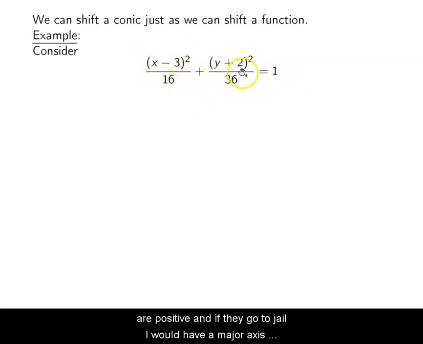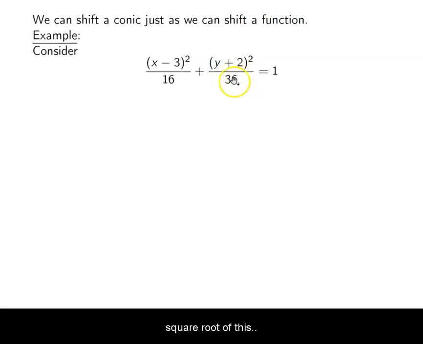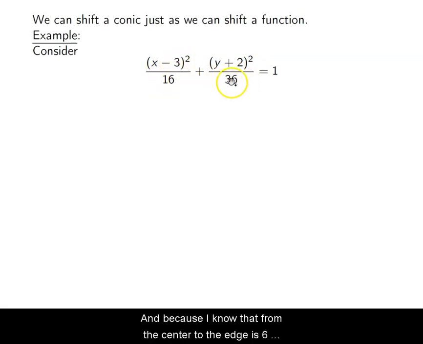I would have a major axis of length 12, right? Because remember, it's whatever the square root of this doubled. The minor axis would be of length 8, okay? Because I know that from the center to the edge is 6, and the center to the edge here is 4, so there's 2 of those, okay? I also know that the major axis would be along the y-axis, and the minor axis would be along the x-axis. Now I take all that information and I just shift it, right?